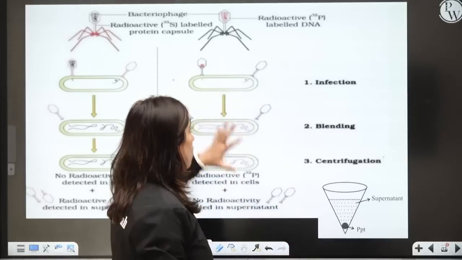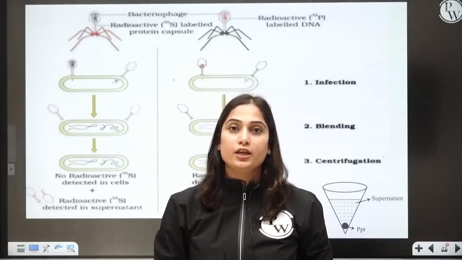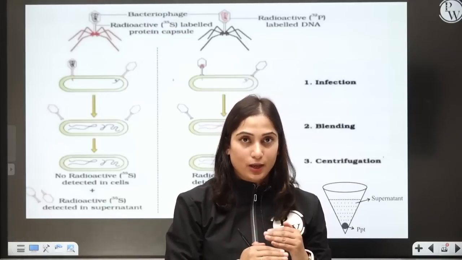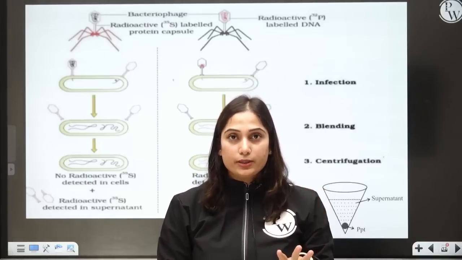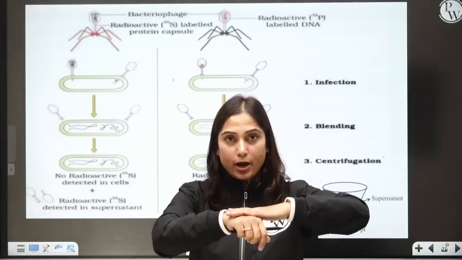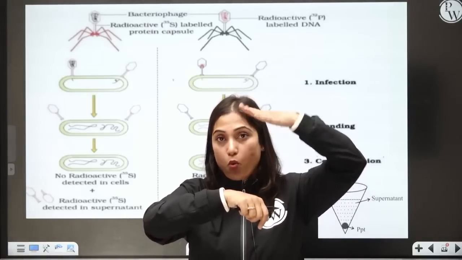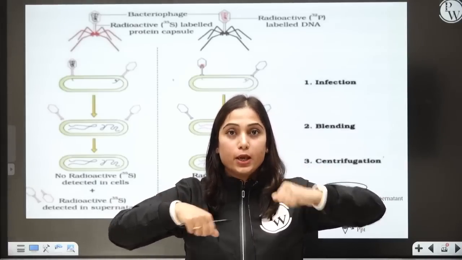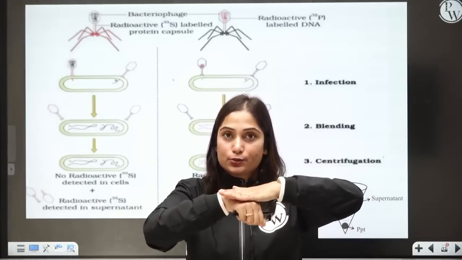Then, what are the steps which would be involved in the experiment? First, infection. During infection, the virus will inject its genetic material into the E. coli because that is preferable. The second step is blending. What we do in the blending, that some part of the virus will go into the E. coli and some part of it will not go into the E. coli cell, but it would be attached to the surface. We want this part of virus to be detached from the surface, and for that, we put this mixture on shakers and vigorously shake it so that the part of virus which is not gone inside the E.